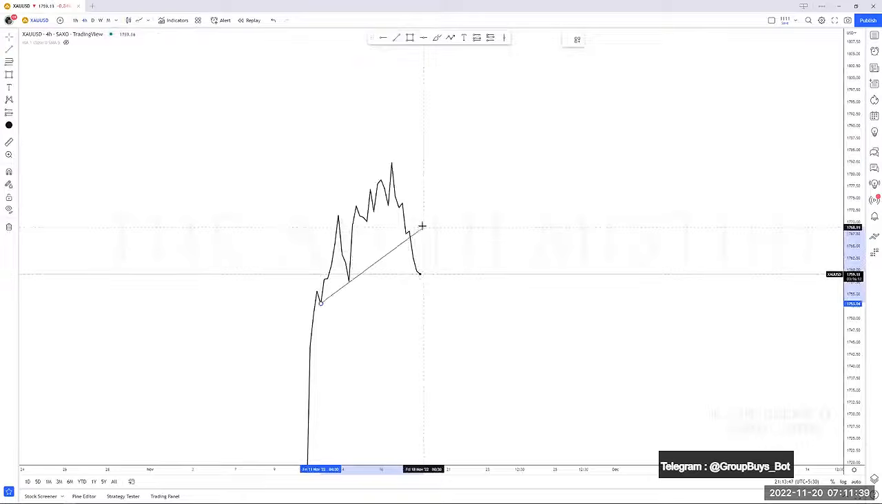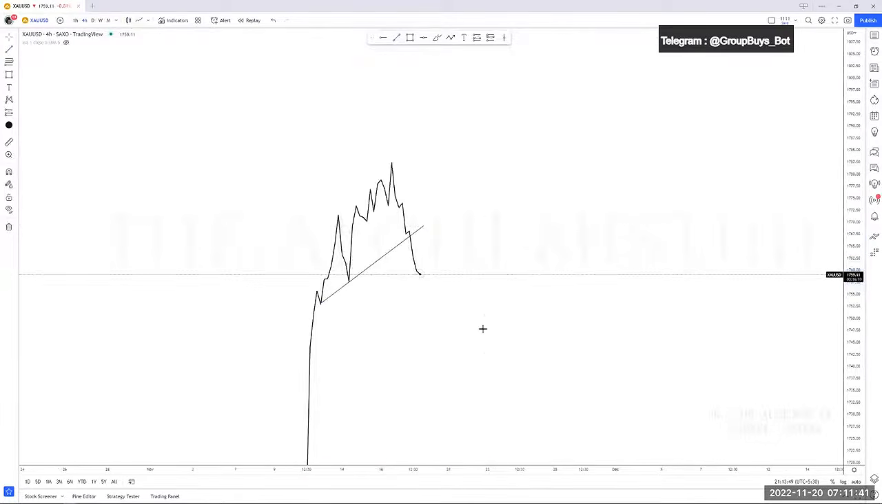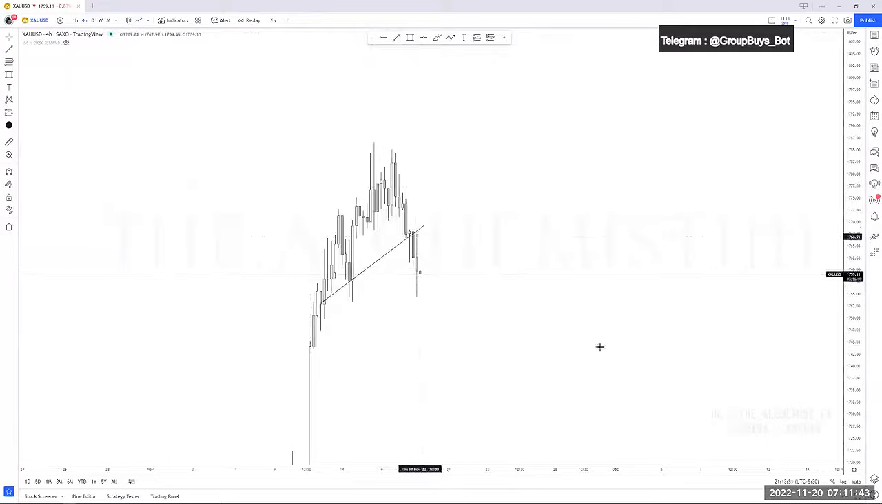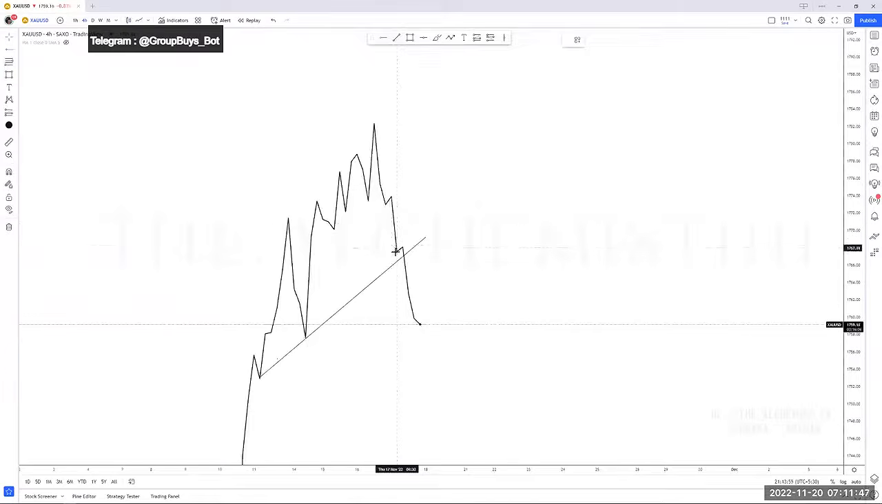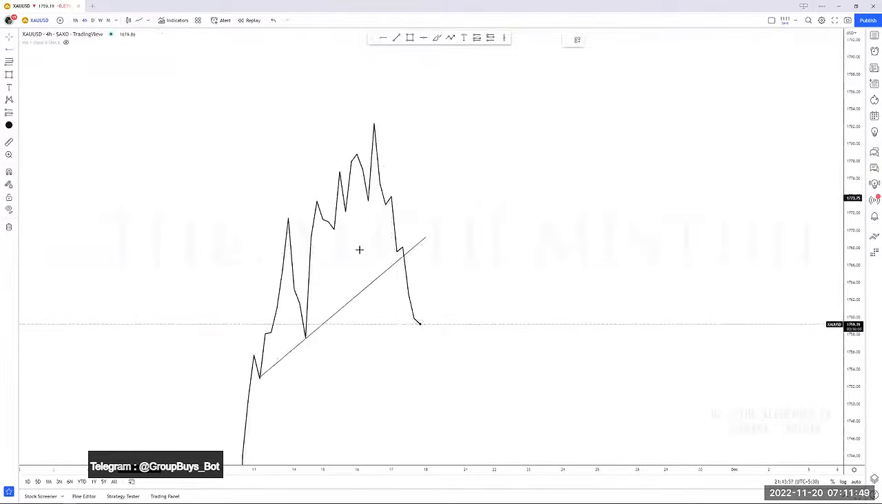What happens? Break. Yeah, almost into it. See that? Okay, so where did it tap into? It tapped right into the support. The support broken, it turns into what?